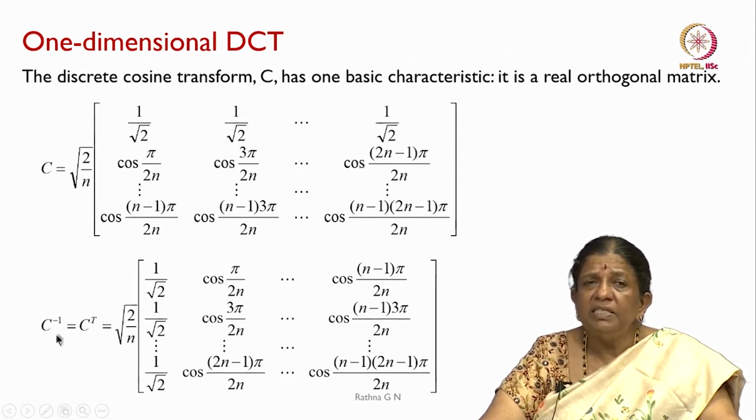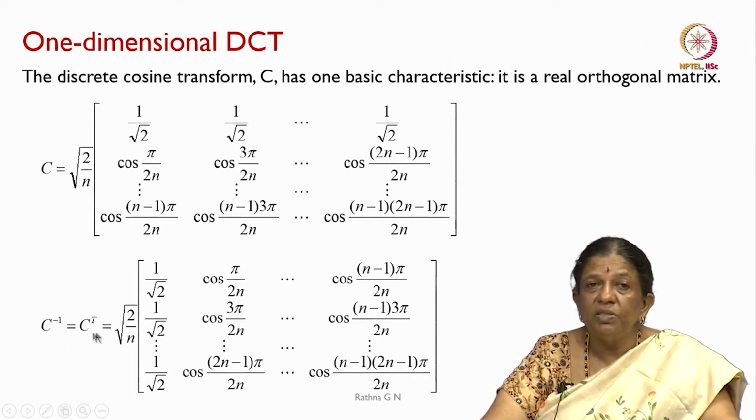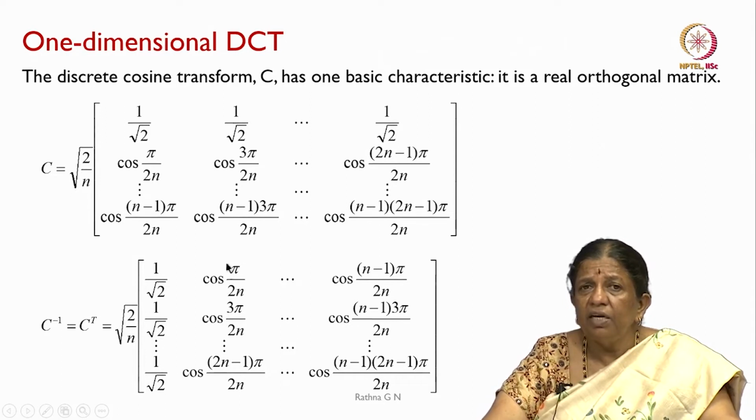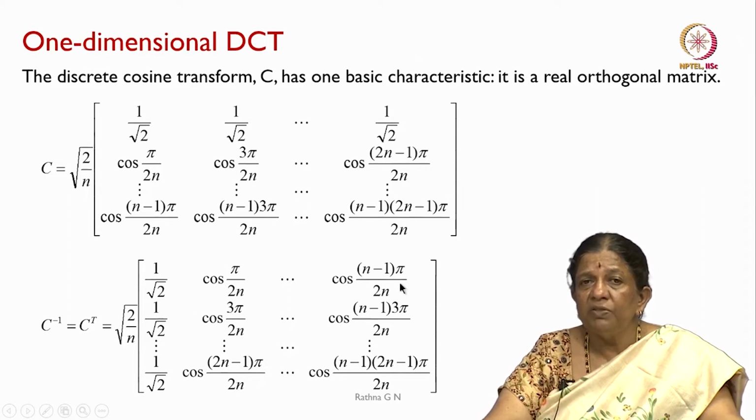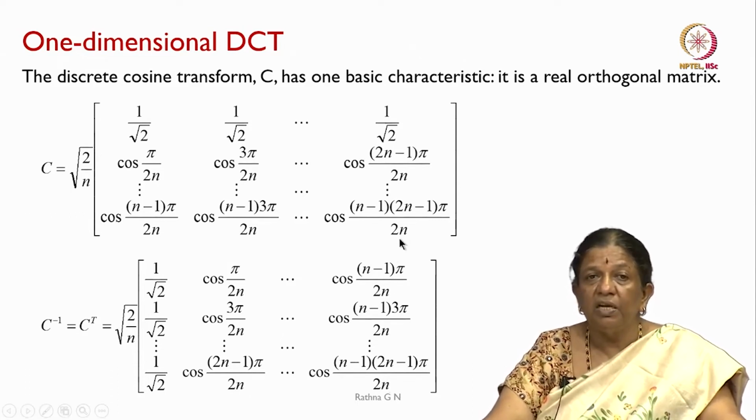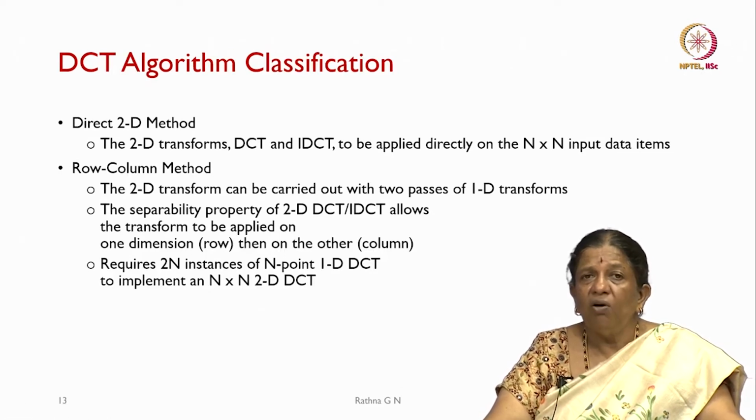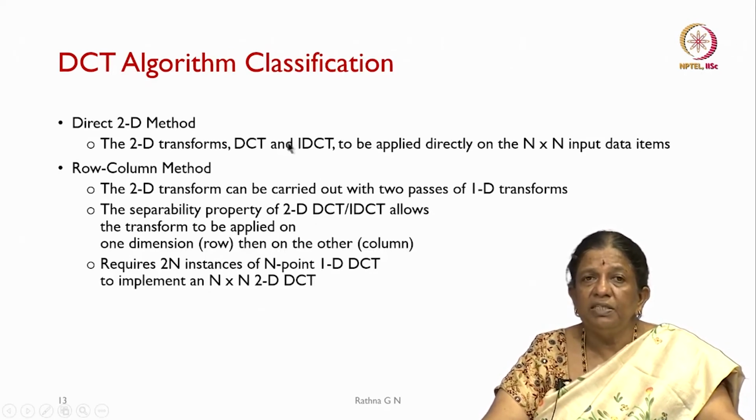Now we will see C inverse as C transpose, how does it look like, that is root 2 by n, and we know that row becomes column in this case, and you will be seeing cos 2 pi by n, and then this row is becoming this column, and you will be seeing the last column entries cos of (n minus 1) into pi by 2n and so on, and then the last n by nth entry is the same as the original. Okay. So, how are we going to do the classification of our DCT algorithm?